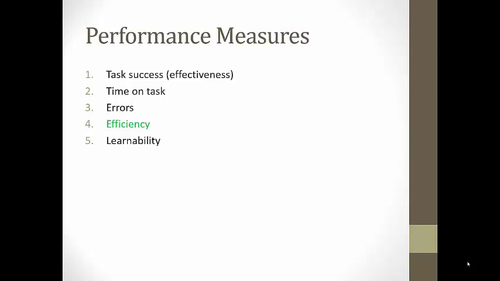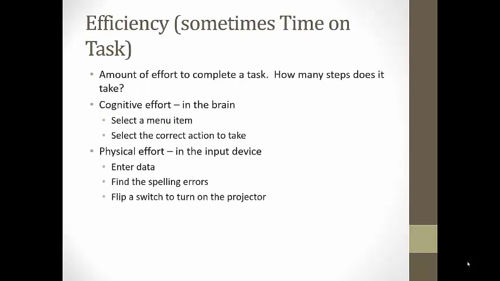Performance measures. Back to efficiency. How efficient is something? Sometimes this can be time on task. If you're going for something really fast, you want to see how quickly a user can perform that operation. Or another way to look at that is how many steps does it take? Do they use the quickest point from A to B, the most efficient way of getting there, or do they navigate all over the site and use many, many more steps?